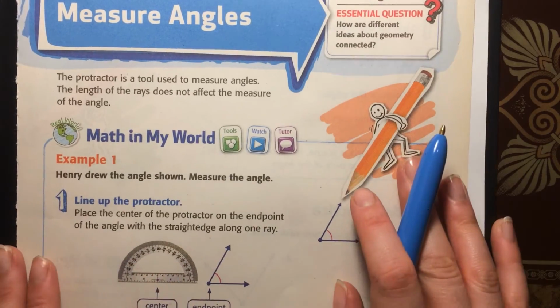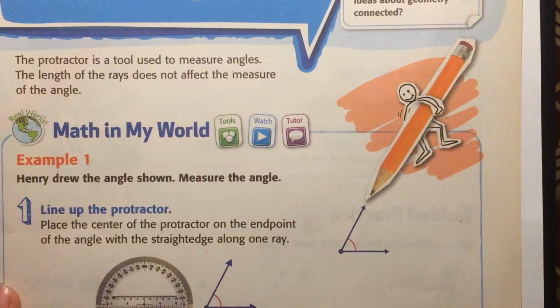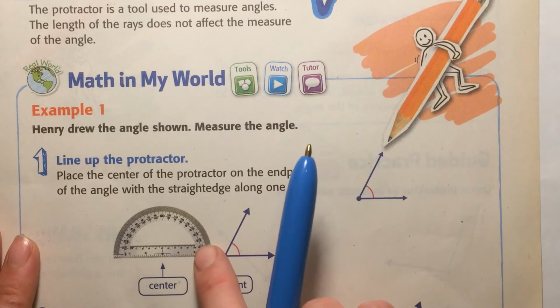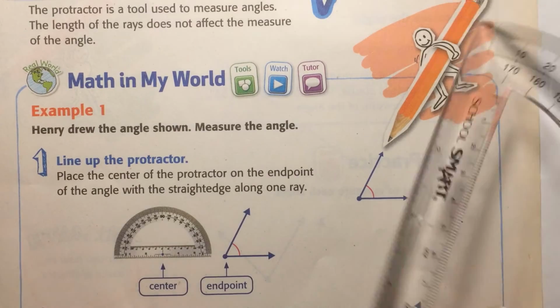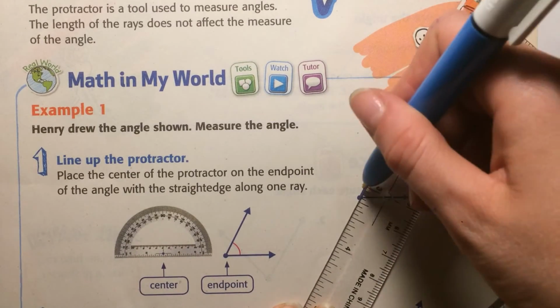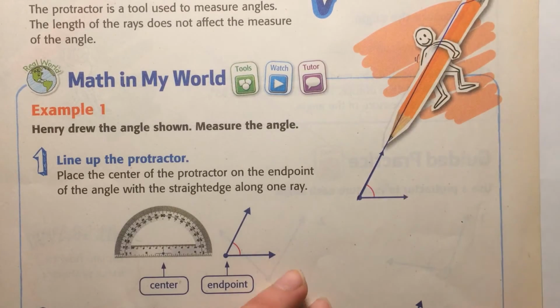The protractor is a tool used to measure angles. The length of the rays does not affect the measure of the angle. Again, it doesn't matter how long it is, so we have no problem extending it out if I want to. If I need to measure, I can extend this out as long as I need it to go.